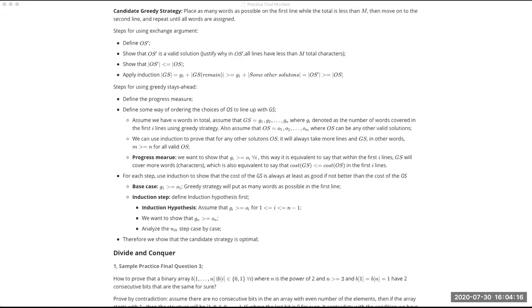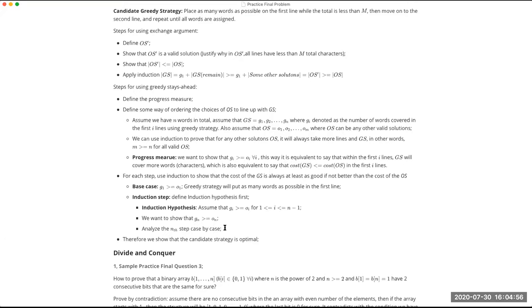So how does assuming all the steps before the nth step will be more optimal help you prove that the nth step is going to be the best decision? Yeah, this is basically what I'm trying to cover. So let's analyze this problem case by case. I will probably leave the writing down to you. So assume that for the greedy strategy, the first n minus one lines have already covered all the words.